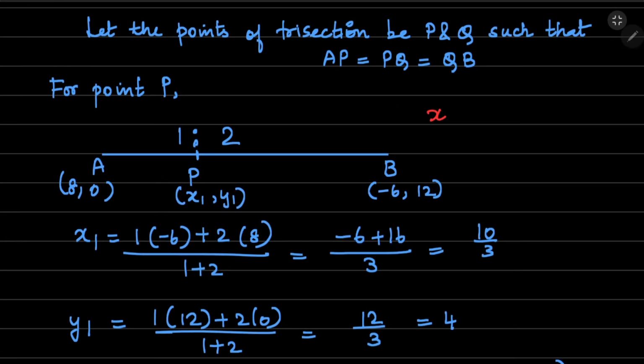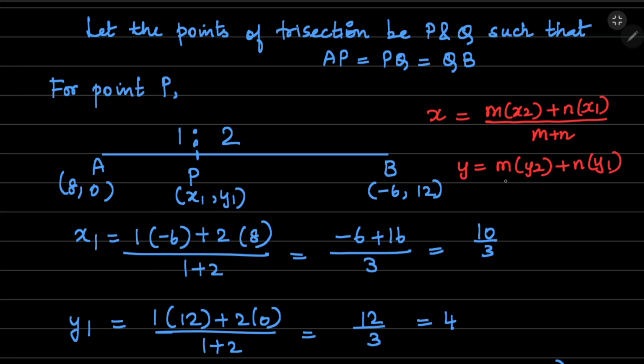X coordinate of a point that divides AB in the ratio m:n will be equal to m into x2 plus n into x1 divided by m plus n, right? And the y coordinate will be equal to m into y2 plus n into y1 divided by m plus n. So this is the section formula. If you can, please write the formula as well, because that's what you're applying here.